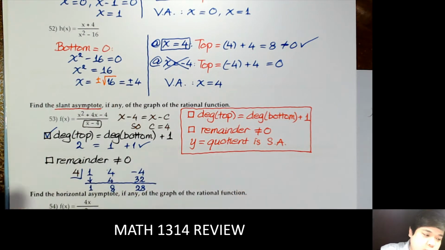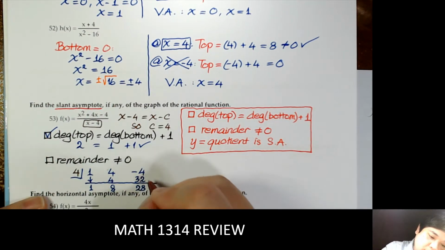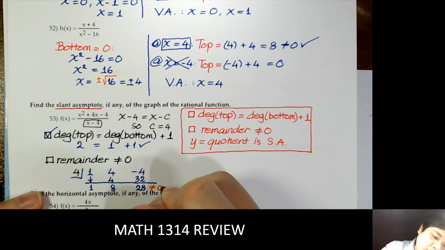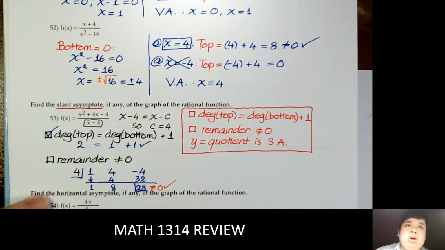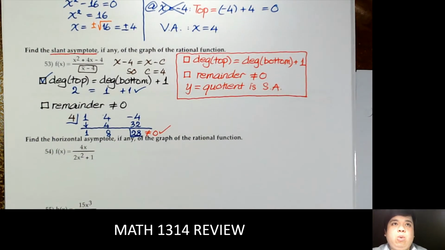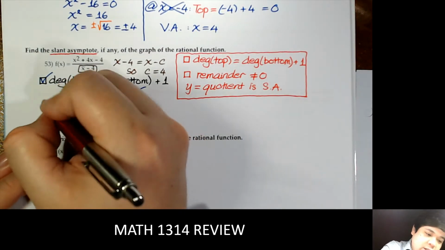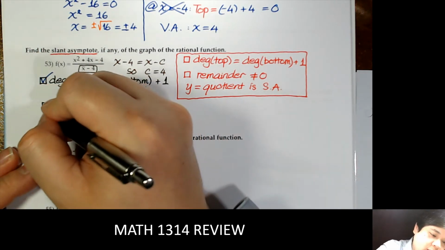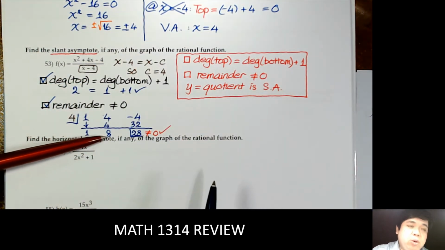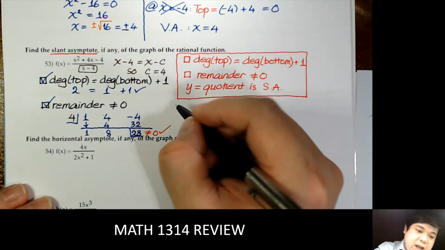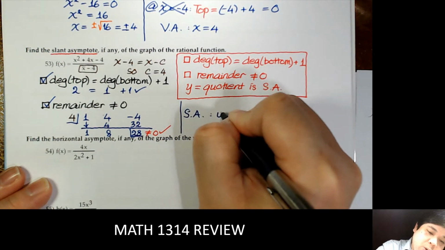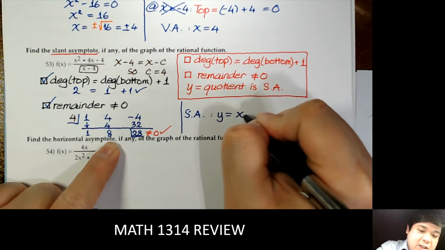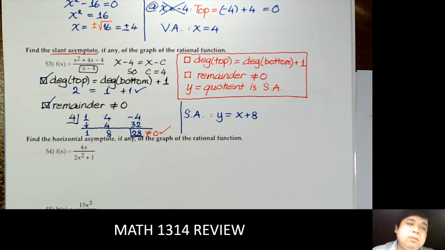Which is not equal to 0. I mean the remainder, the last number, is not equal to 0, which is good. So when the remainder is not equal to 0, we have y equal to the quotient as the slant asymptote. So the slant asymptote is y equal to x plus 8. Right. So that's how we find the slant asymptote.